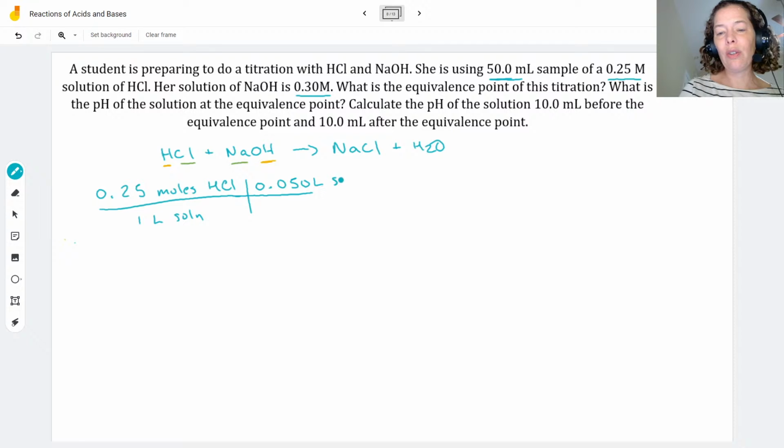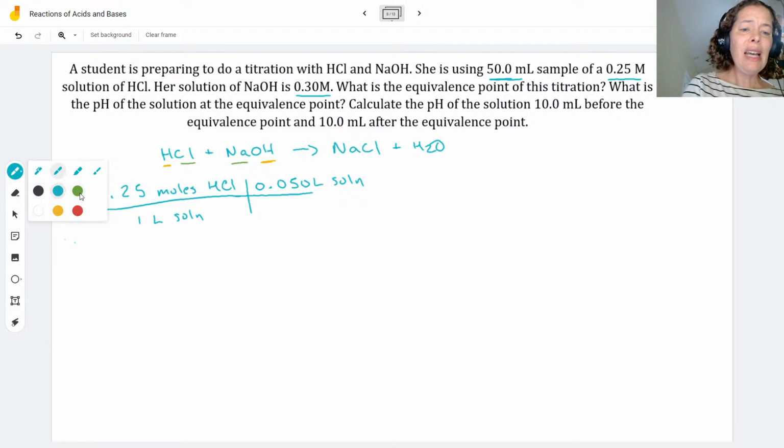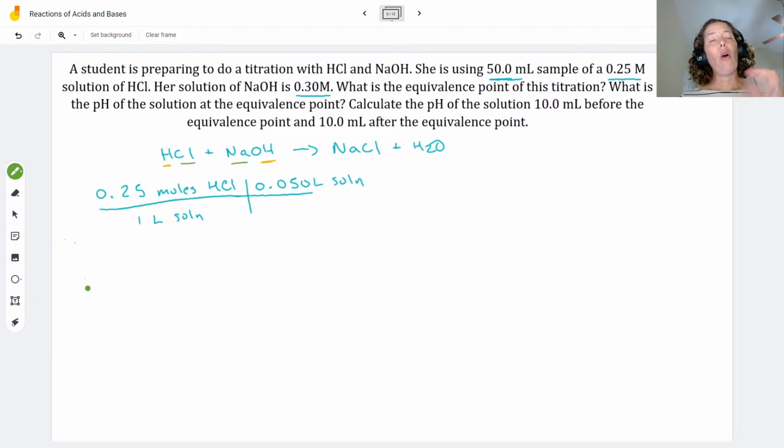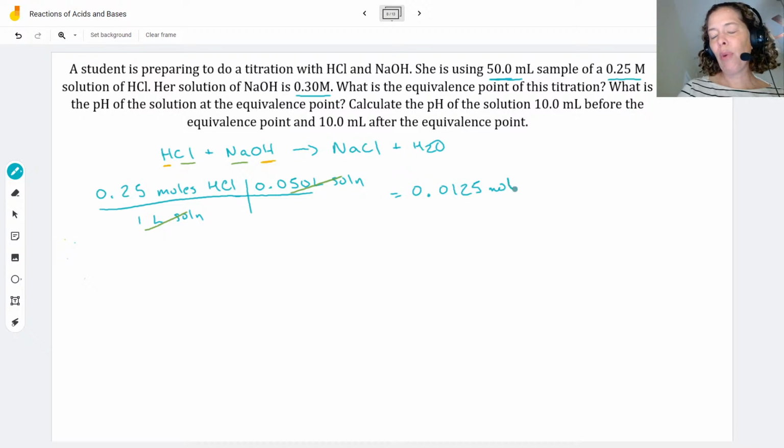So this becomes 0.050 liters of solution. Again, this is where hopefully red flags would be going off, because I hope that you guys are always, when you're doing any kind of math, writing down your units. And if you kept this at milliliters, you'd see that your liters of solution don't cancel. But when you convert to liters, everything cancels and works out. Okay, so this is going to leave us with moles of hydrochloric acid. We have 0.0125 moles of hydrochloric acid.